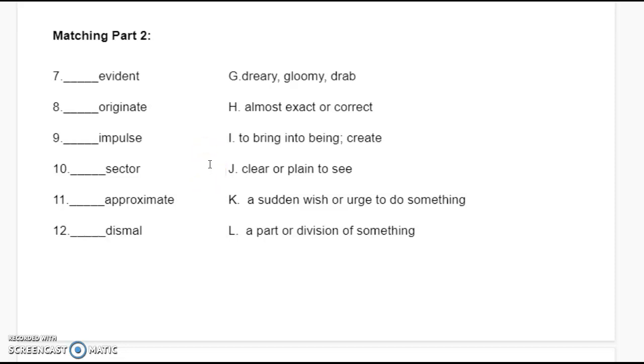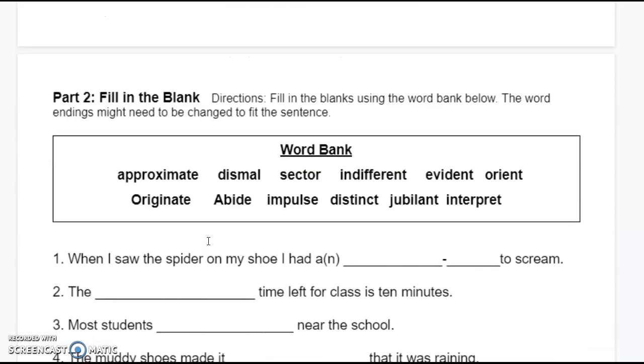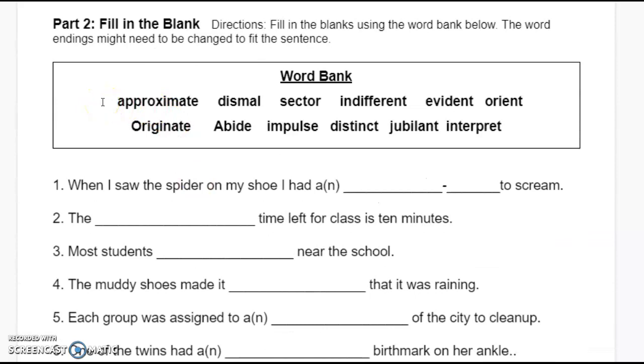J, clear or plain to see. K, a sudden wish or urge to do something. L, a part or division of something. All right, fill in the blanks.